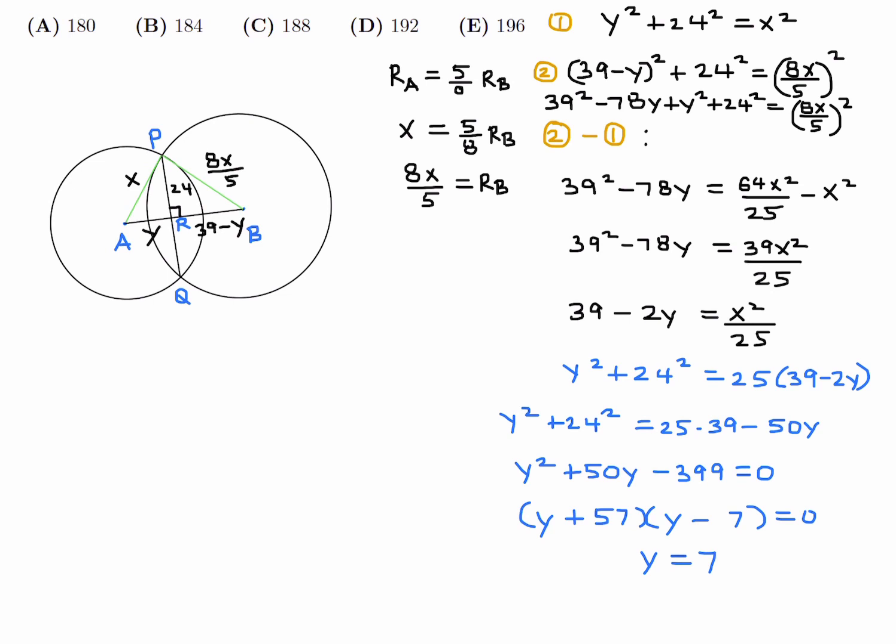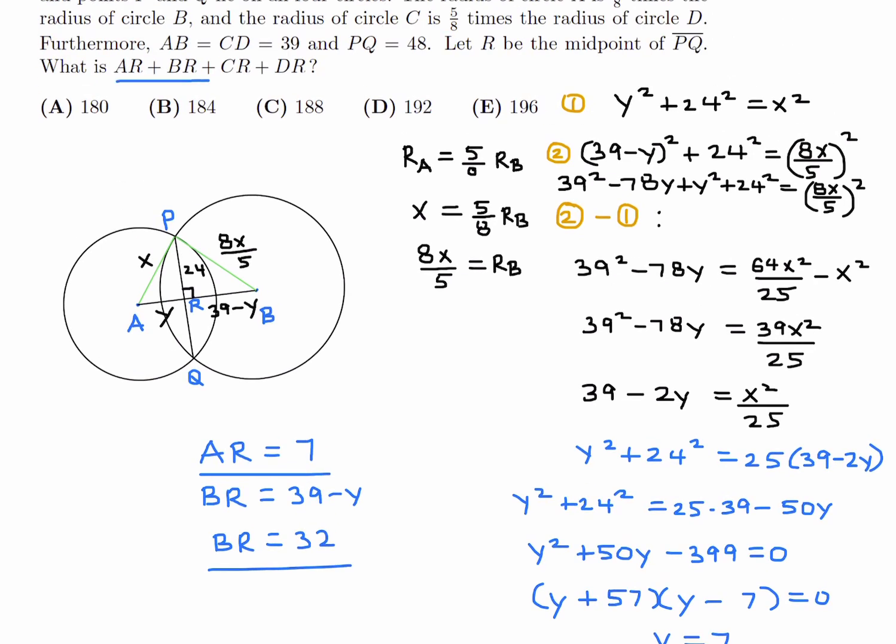Okay, if y is 7, then we just got the value for AR. If you look at that diagram, it's 7. And then BR is 39 minus y, according to that diagram, and that would be 32. So we got AR and we have BR. So we have 2 of the 4 that we need. So we're 50% done with the question.